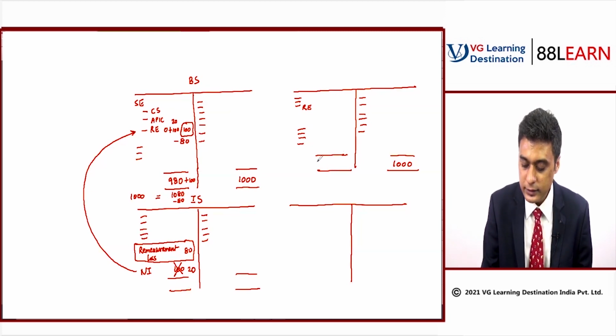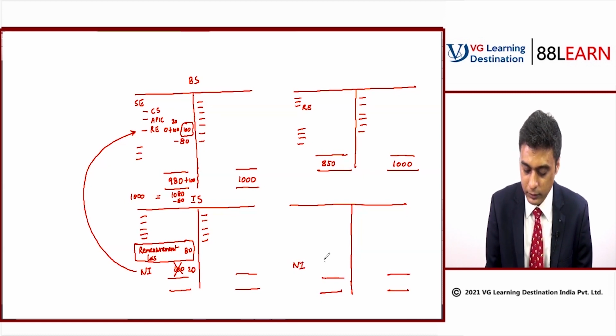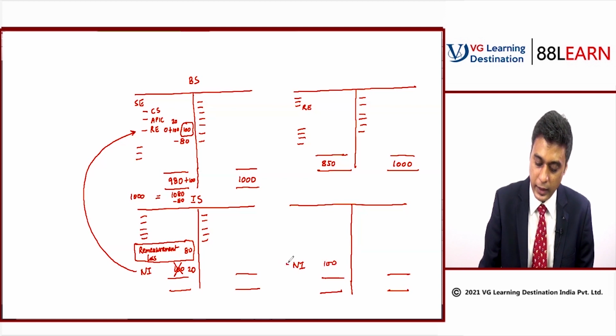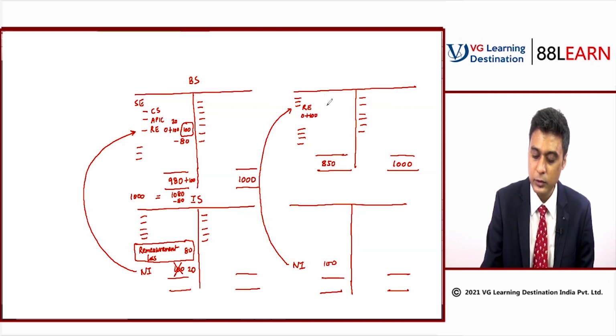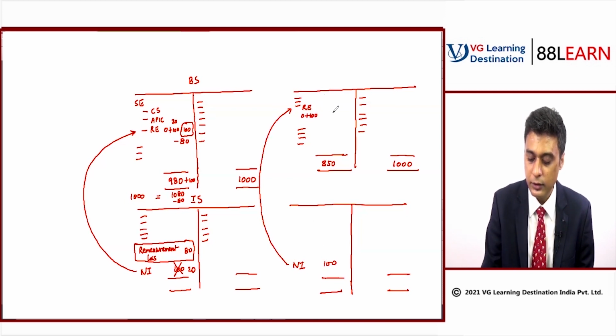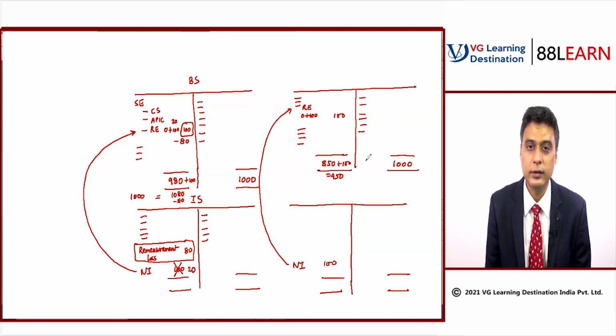So let's say if this side is coming to 850 and then you went to the income statement and you converted your income statement and your net income is coming to 100. When you add your net income to the retained earnings, it becomes 0, beginning balance 0 plus 100 net income for the year, it becomes 100. That means 850 plus 100 becomes 950. You still need another 50 to make your balance sheet balance.